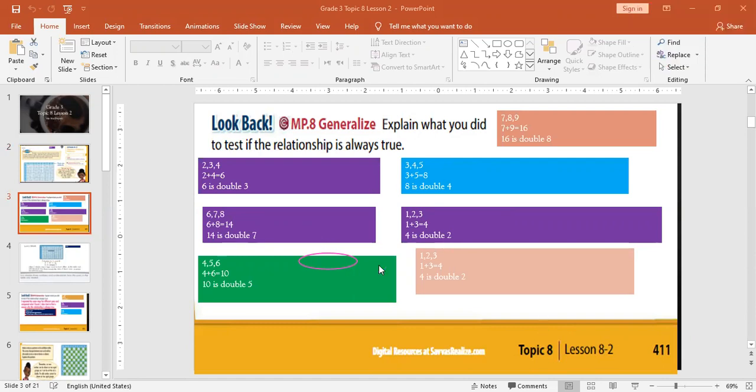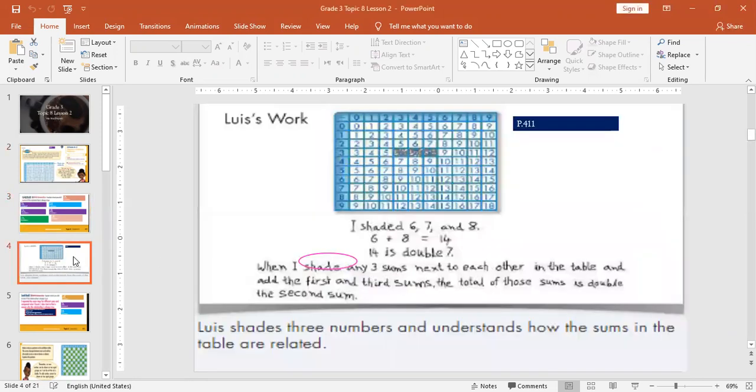Okay, and here also we have 1, 2, 3. Then I will add 1 plus 3, it will be 4, and 4 is double 2. 2 plus 2 equals 4, so 4 is double 2. If you choose 7, 8, 9 here, so 7 plus 9 equals 16, 16 is double 8. So that was page 411, my lovely girls. And here, of course, I chose 6, 7, 8, and we added 6 plus 8 equals 14.